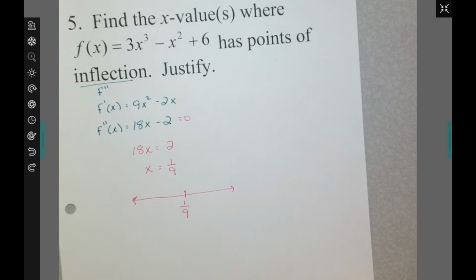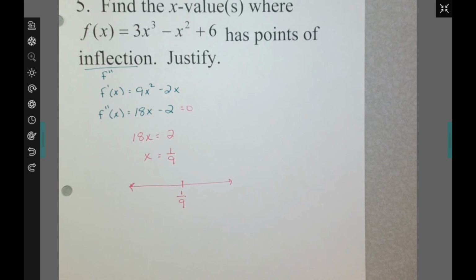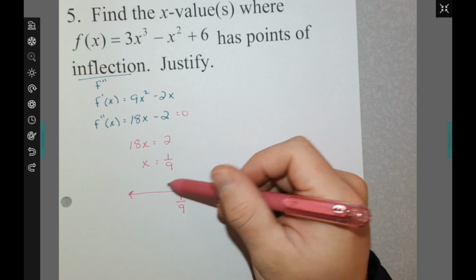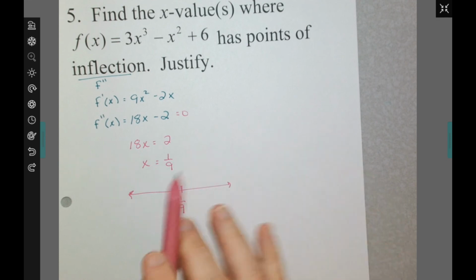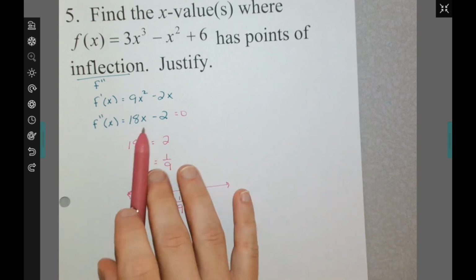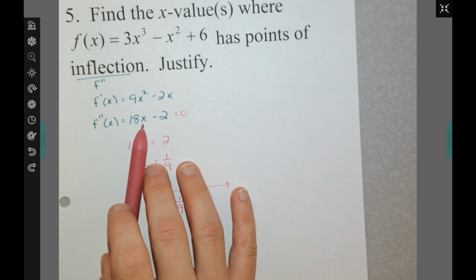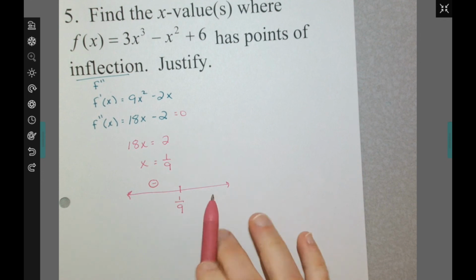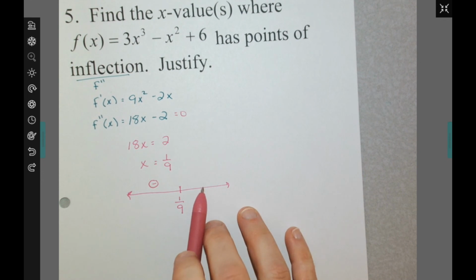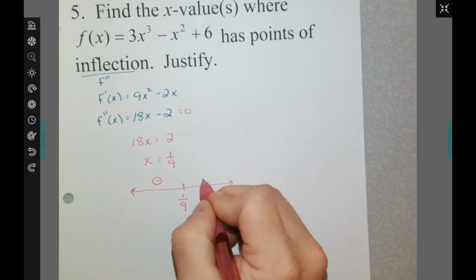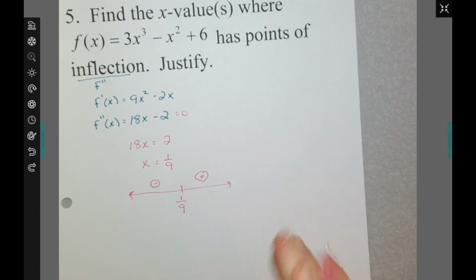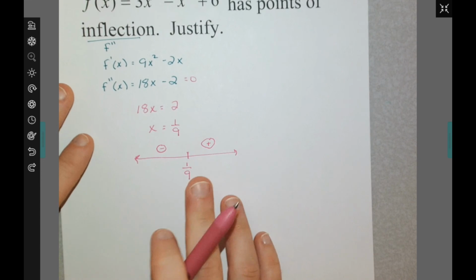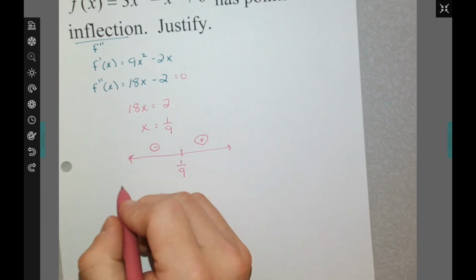Okay, so I got a critical point, my bad, at 1/9. To determine if it's an inflection, we need to find the signs on each side. So let's go to the left. I'm going to plug in 0 to my second derivative. If I plug in 0, I get an output that's negative. If I plug in a value greater than 1/9, so let's say 1, I'm going to get an output that is positive. So since we have a sign change here, we know that 1/9 is an inflection point.